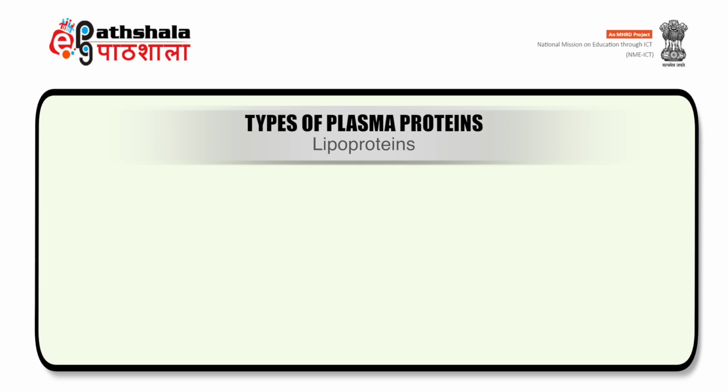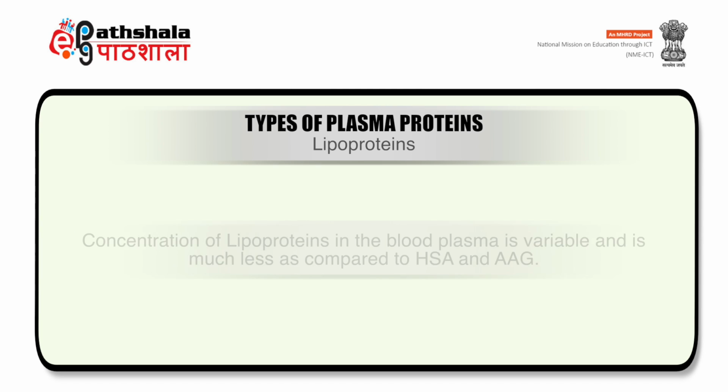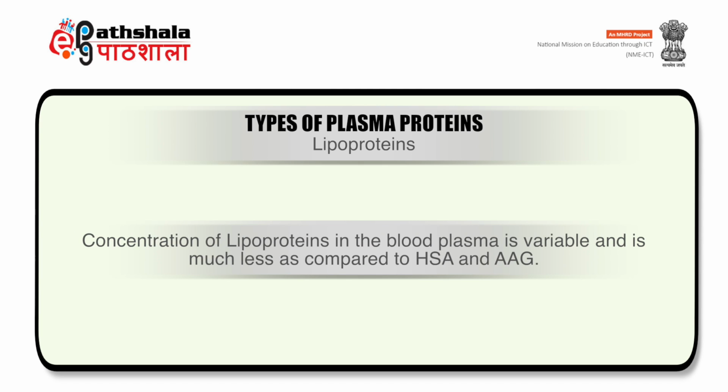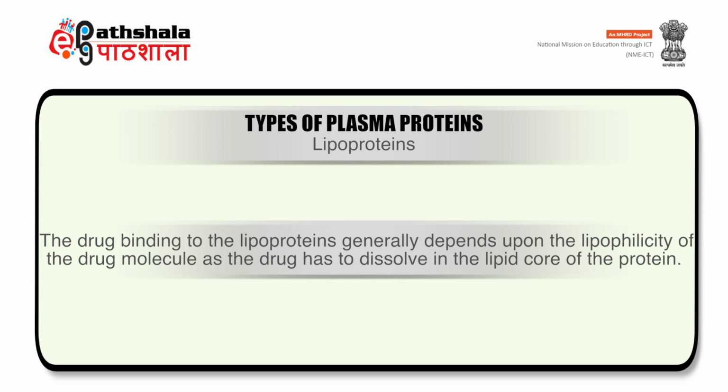The next protein is the lipoprotein. Lipoproteins having high lipid content bind to the lipophilic drugs through hydrophobic bonds. The concentration of lipoprotein in the blood plasma is variable and is much less as compared to human serum albumin and alpha acid glycoprotein. The drug binding to the lipoprotein generally depends upon the lipophilicity of the drug molecule, as the drug has to dissolve in the lipid core of the protein.